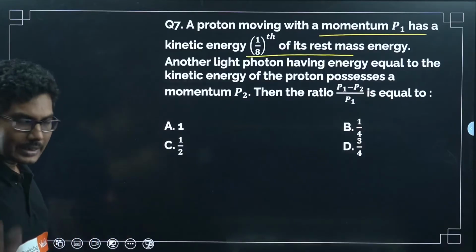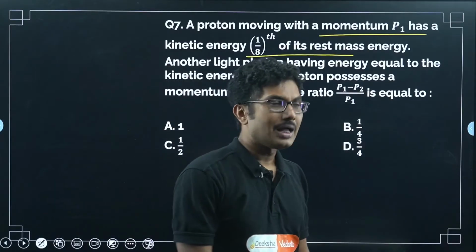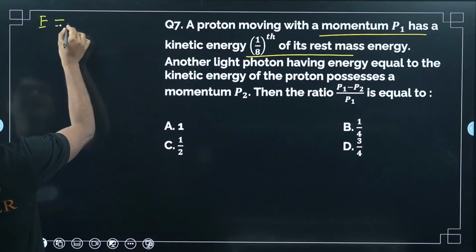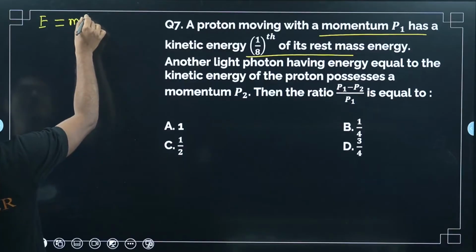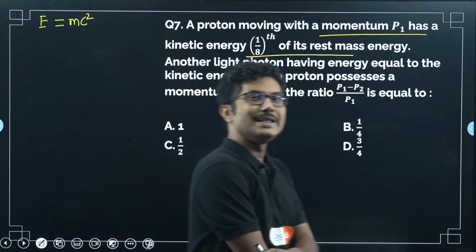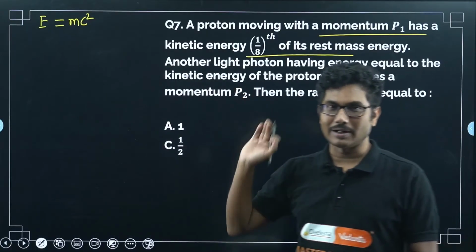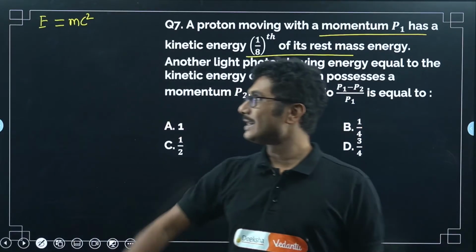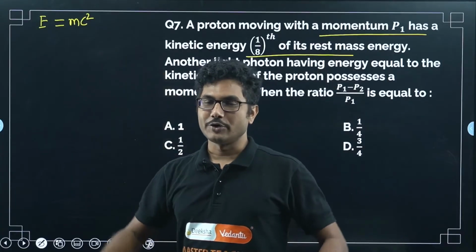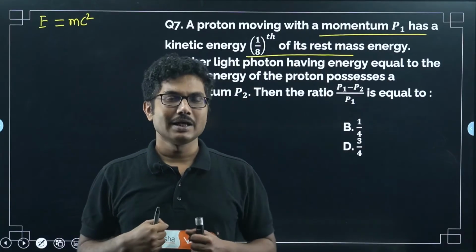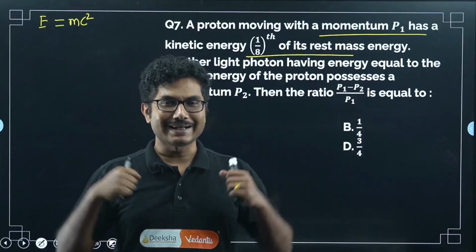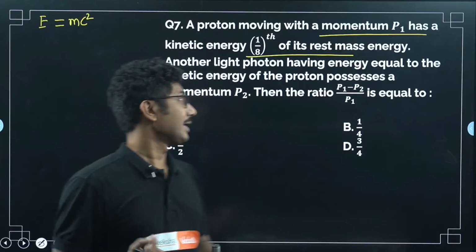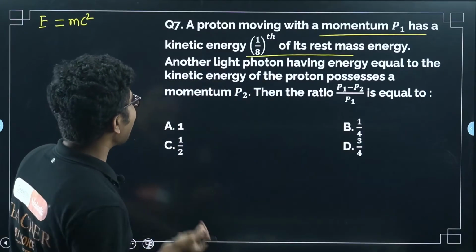Now we will study that in our nuclear energy chapter, that rest mass energy of any object is nothing but its mass times c square. Okay, E is equal to mc square. Yes, I know you have learned this equation, but you don't know what rest mass energy represents. This energy is called rest mass energy. So even if an object is at rest, it possesses some energy. That energy is called its rest mass energy, and that is nothing but mc square. Okay, so momentum P1 has a kinetic energy.